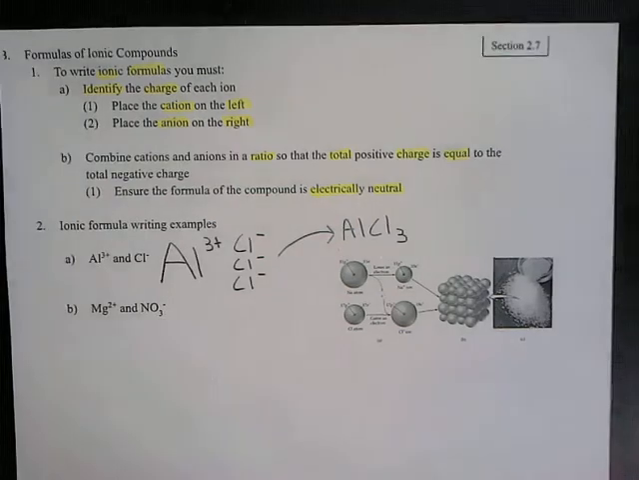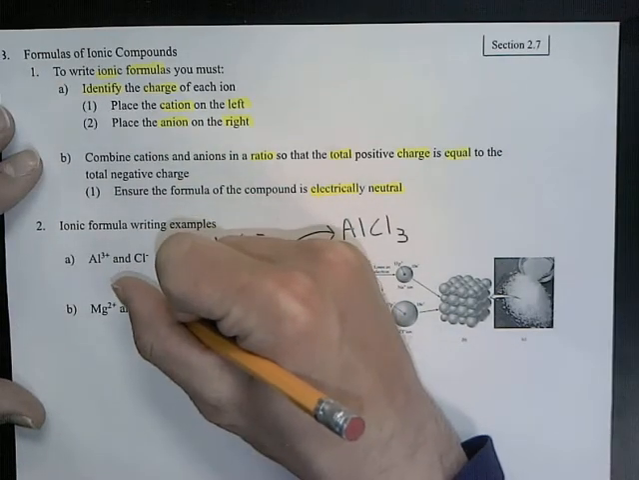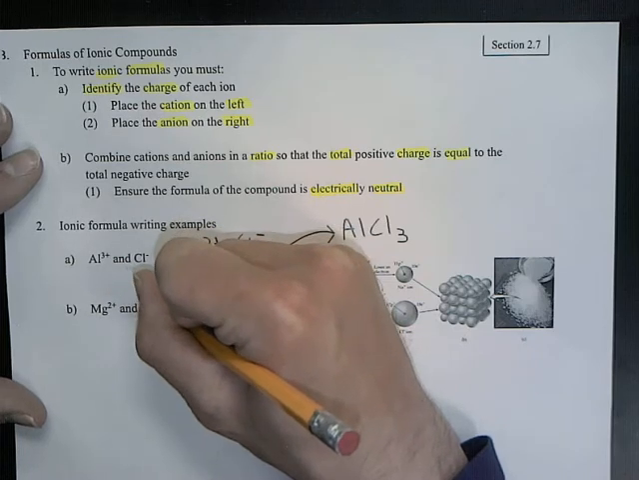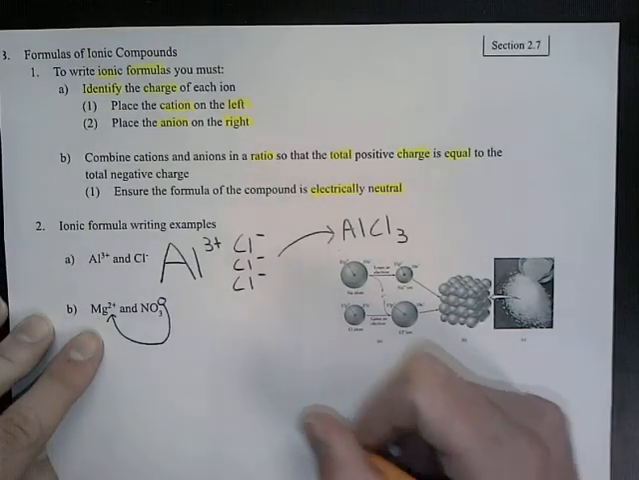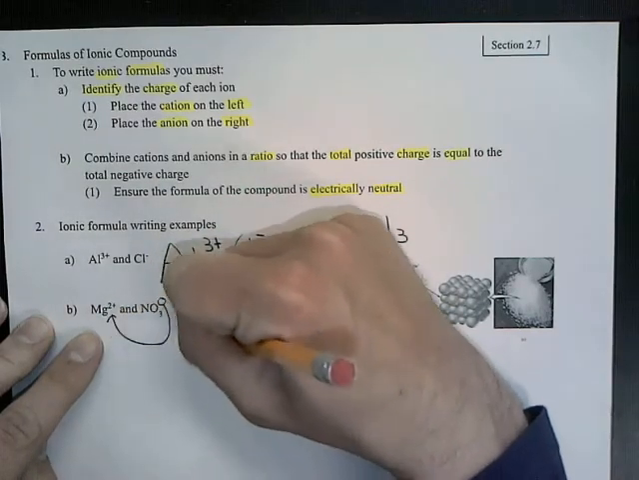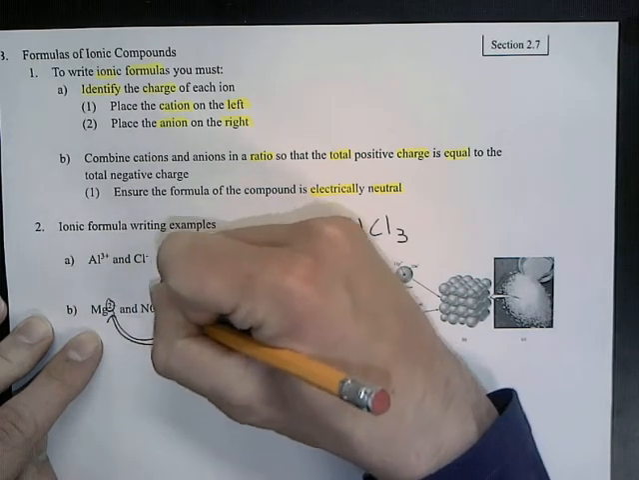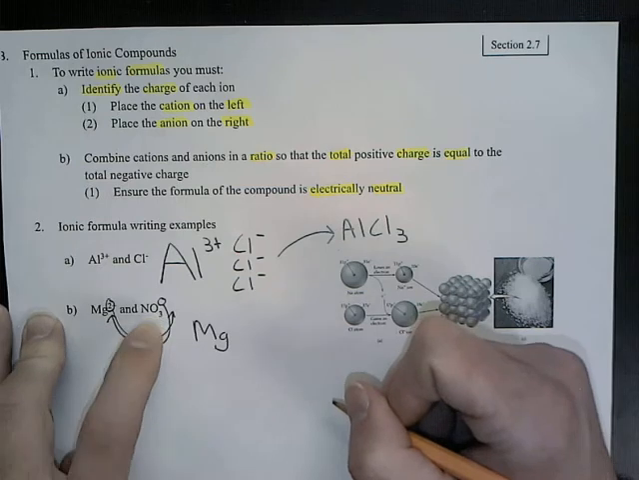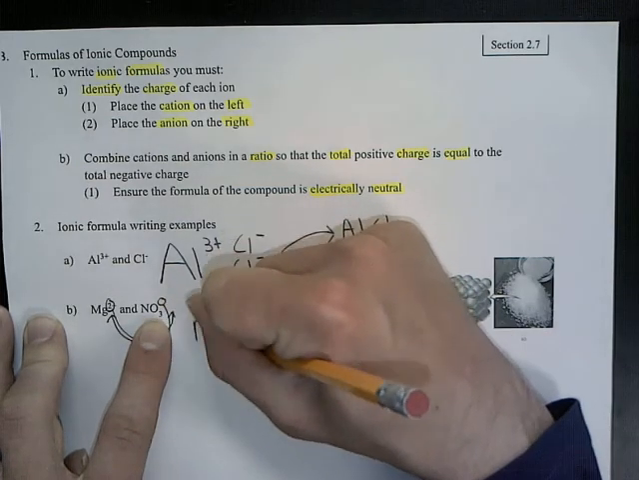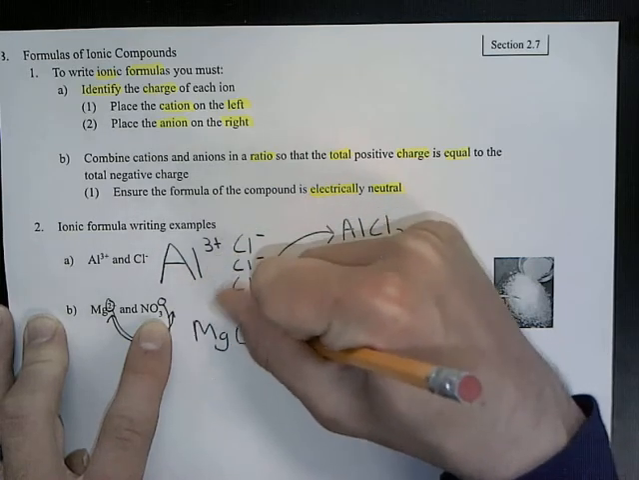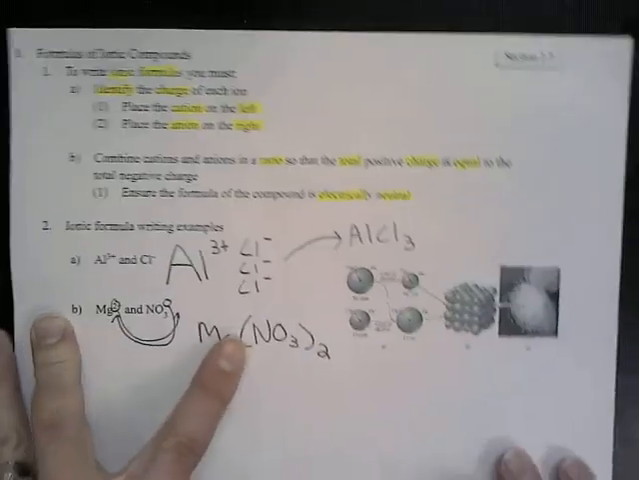Now, that might be kind of confusing to understand. So what we can do is take the charge number from one ion, and that becomes how many we need. Now, we only need 1 Mg, so we just write Mg. And then over here, we need 2 nitrates. Now, whenever you have a polyatomic ion like nitrate, you put it in parentheses, and then out to the side, you write down how many of that ion we need.